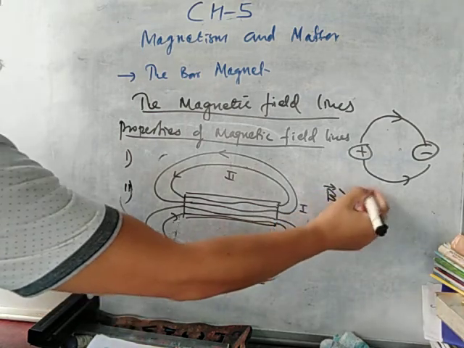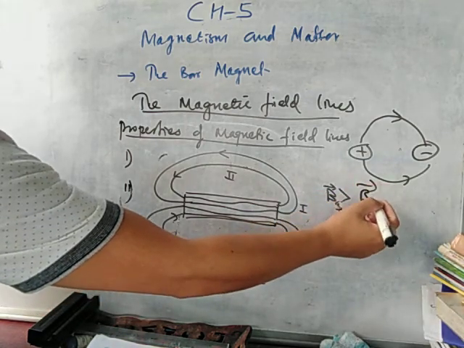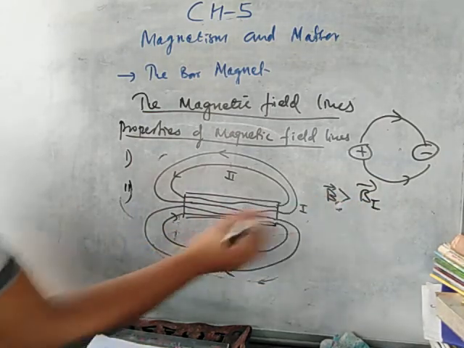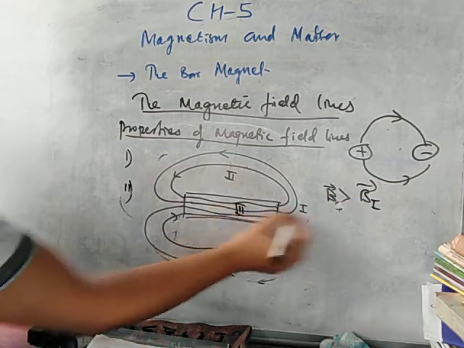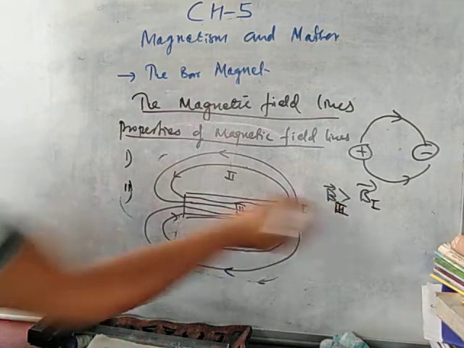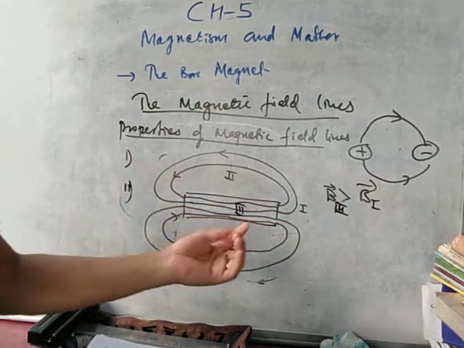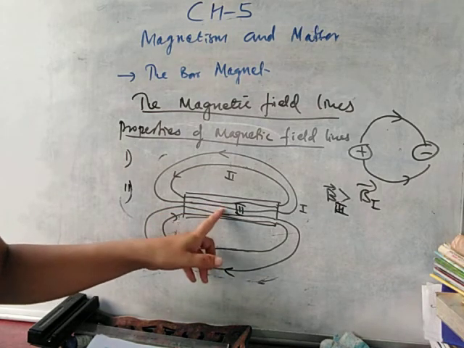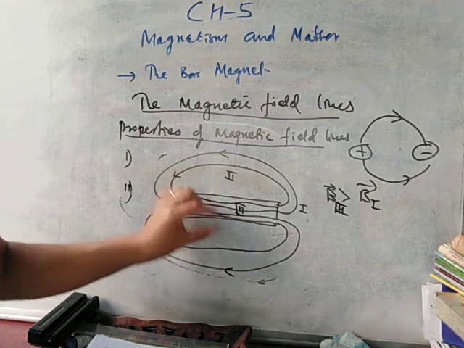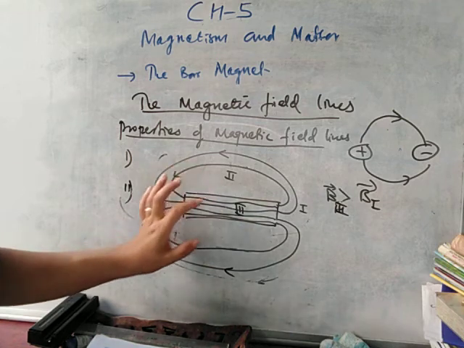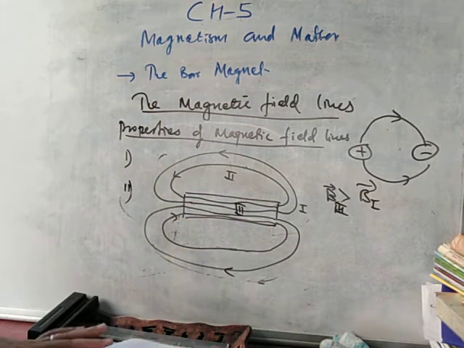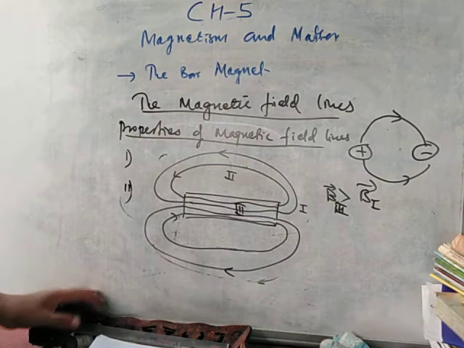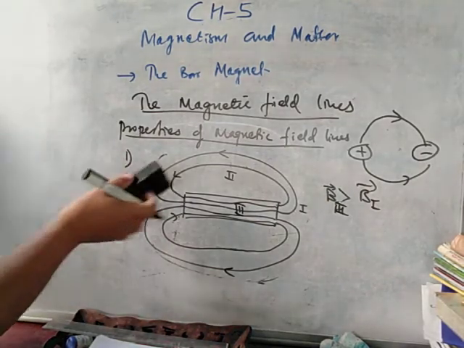Then this region we take as the third region. Clear? So the larger the concentration of lines, the larger the magnetic field. If you see dense lines, the magnetic field is greater there. Or you can see this one. Draw it nicely, and you will understand. Clear?